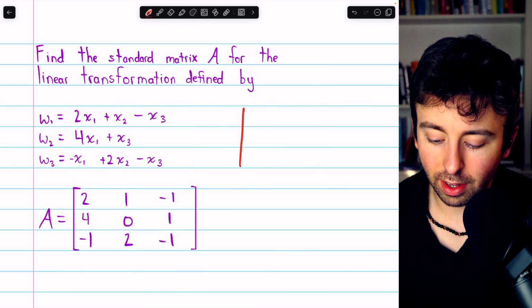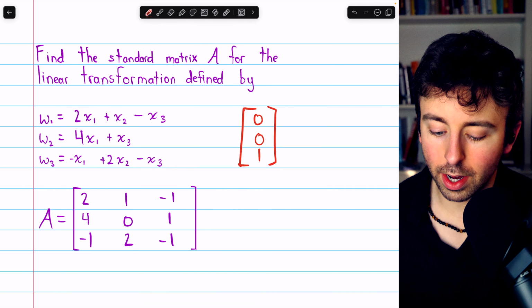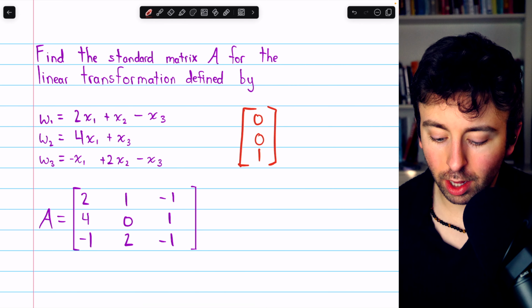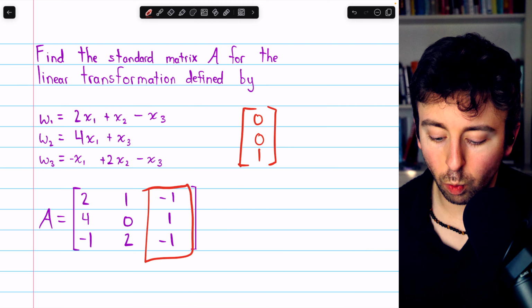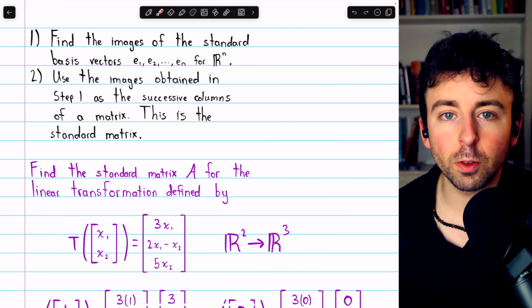You can see, for example, if we plugged in the basis vector (0, 0, 1), that would get mapped to the column vector (-1, 1, -1). And that's how easy it is to find the standard matrix for a linear transformation.